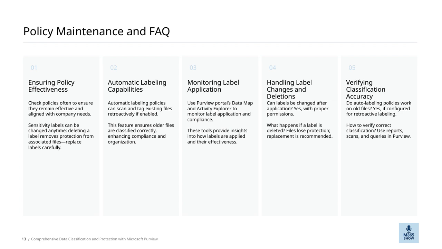Regarding automatic labeling capabilities, remember that these policies can scan and tag existing files retroactively if you enable that feature. This helps ensure older files are properly classified, which boosts your overall compliance and organization efforts. Finally, it's essential to check your policies regularly to ensure they remain effective and aligned with your company's needs.